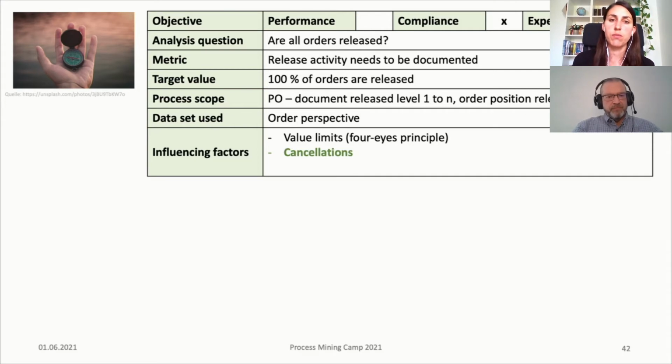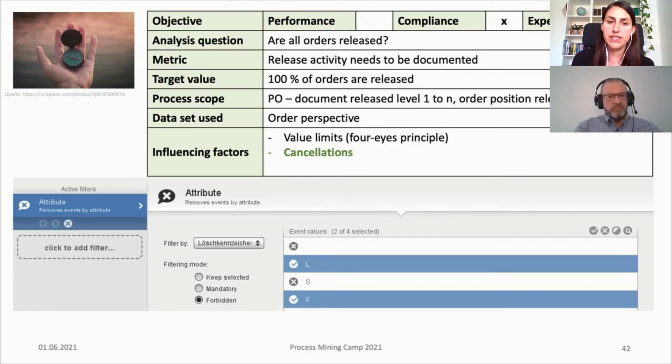So here, for example, we thought when doing the analysis that maybe if our target value is 100%, we need to exclude the cancellations at the beginning, because of course, if an order was cancelled, then we can tolerate that this order was not released. So what we did is that we started using a Disco filter, again the attribute filter, and we excluded all the cancellations from our data set.